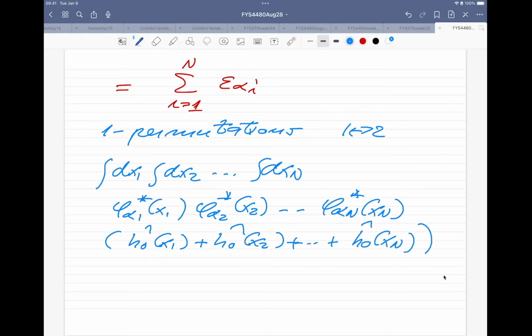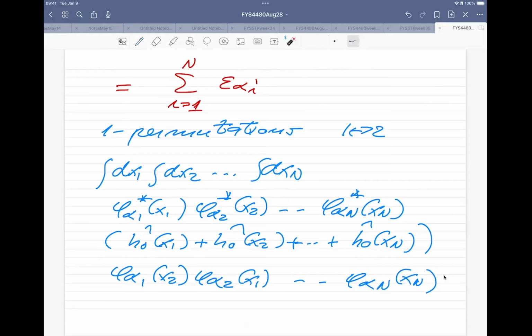And this is now multiplied with phi alpha 1, but now I have x2 here, and phi alpha 2 of x1 and phi alpha n of xn. So if you now start looking at it, we have a normalization integral with dx2, which involves alpha 2 and alpha 1. But then we have another integral with dx1, which involves this one, that one, and this one. And alpha 1 is different from alpha 2.